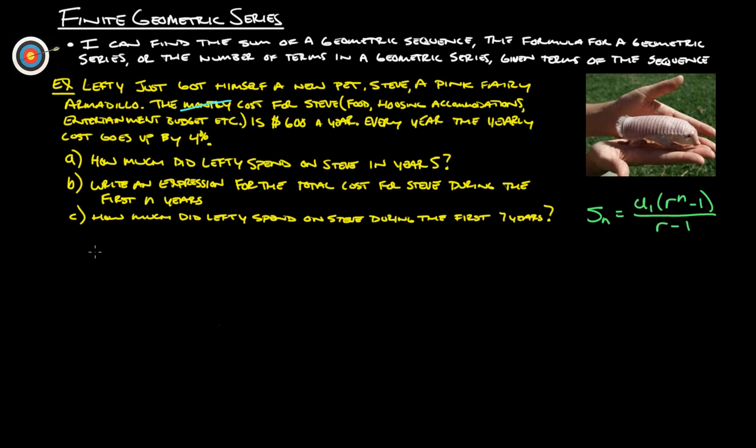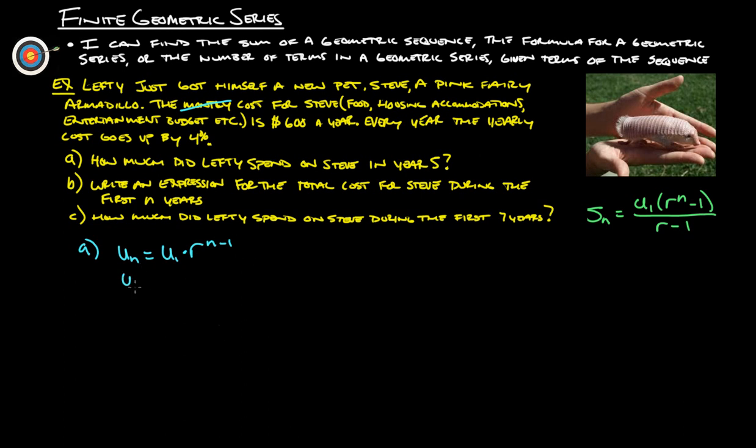Right. So we've got that he spent $600 the first year. So for part A here, let's do our S of n. Let me see. How much did Lefty spend on Steve in year 5? So it's just actually the 5th year, so we don't necessarily want the sum. We want the u sub n, which is our u sub 1 times the rate to the n minus 1 for year 1, right?